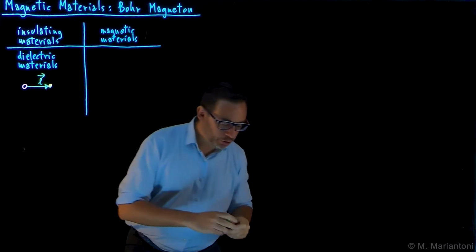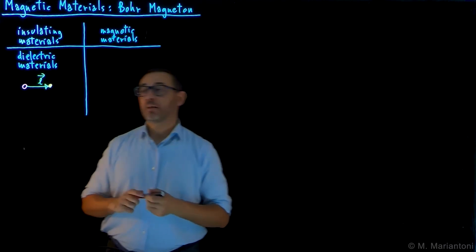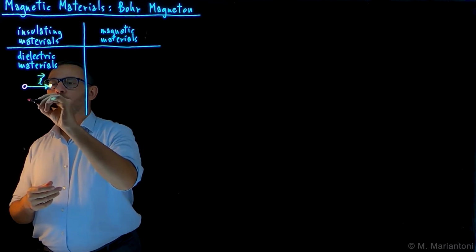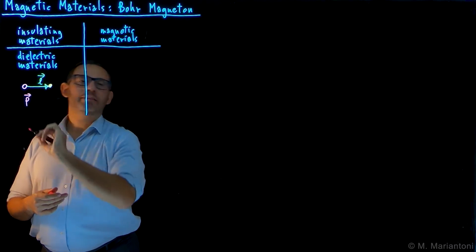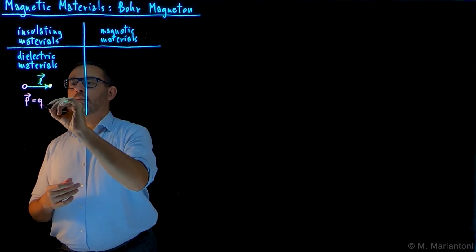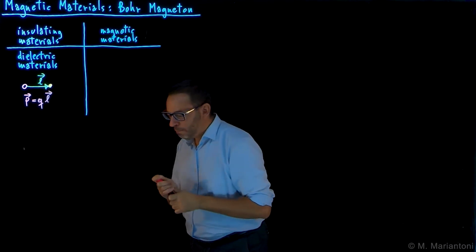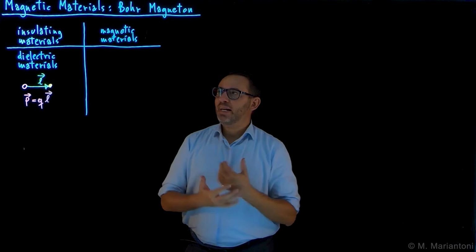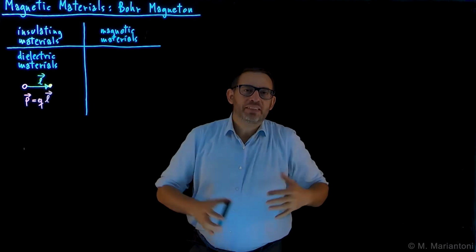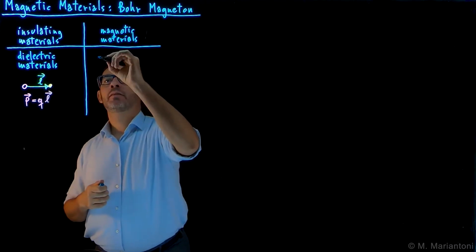So in this case, we know that the key equation is that P is equal to QL. So the positive charge is Q, and the electric dipole moment P is given by Q positive times L. So this we have seen extensively. Similarly, for magnetic materials, actually to some extent, all materials are magnetic.